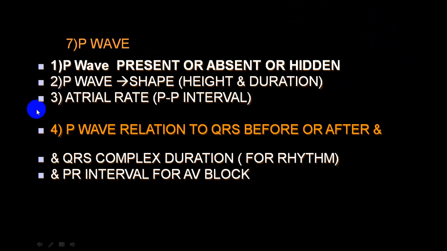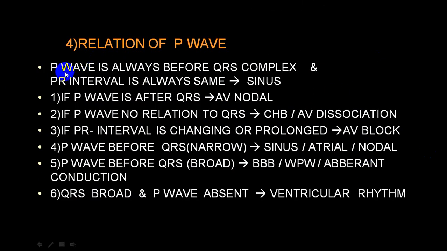Now we are going through what we call the P wave relation to QRS complex. It is before or after, or it is merged in QRS complex. So P waves are always before QRS complex. PR interval is always the same. If P wave is before each QRS complex and PR interval is the same, we'll call that a sinus rhythm.